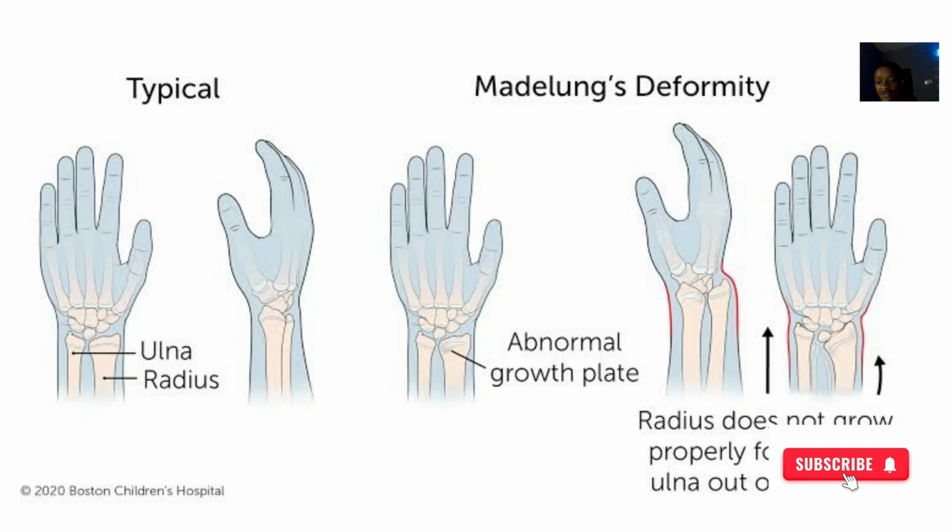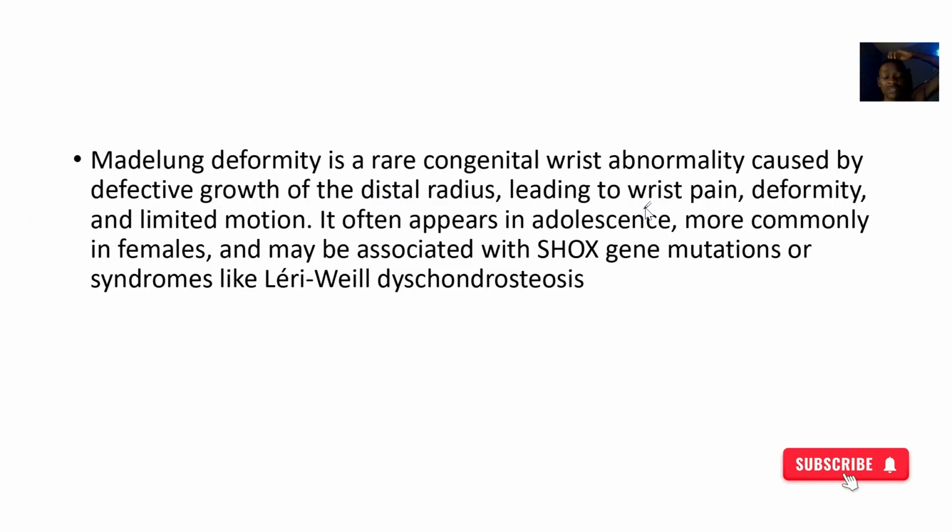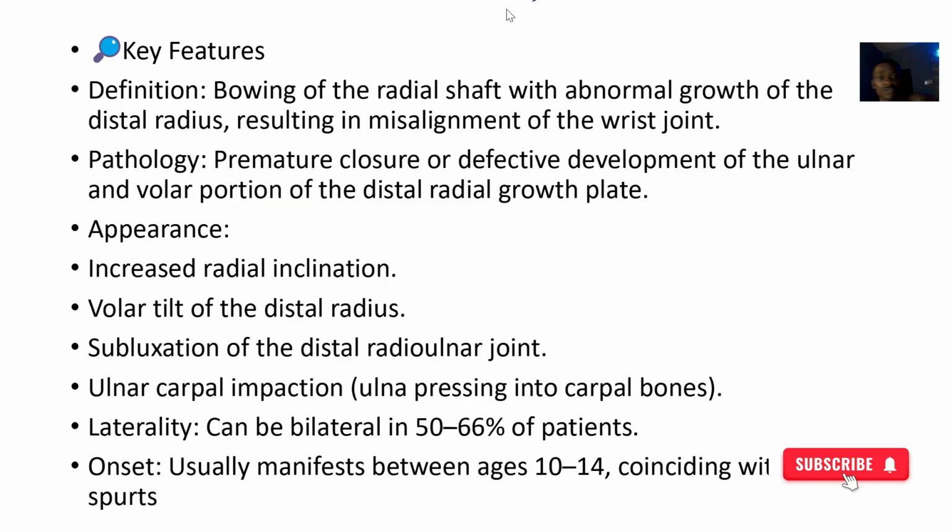See, they say that the radius does not grow properly, okay, forcing the ulna out of what position. Nice, isn't it? Okay, so it leads to a lot of issues. Okay, let's discuss. So it's bowing of the radial shaft with abnormal growth of the distal radius. It results in the wrist not being aligned properly, you know.